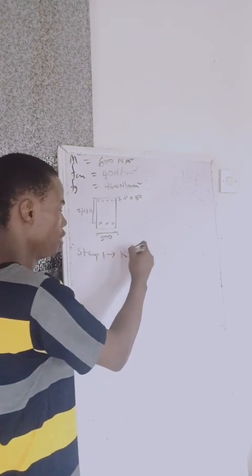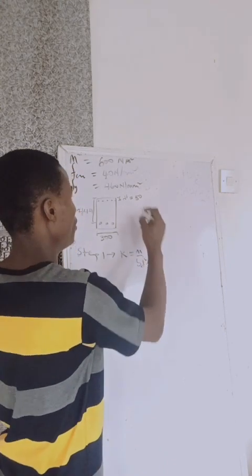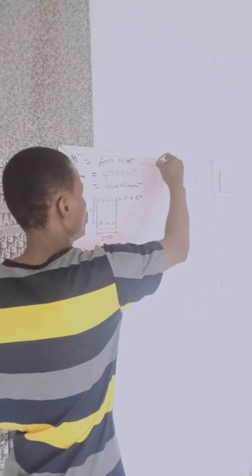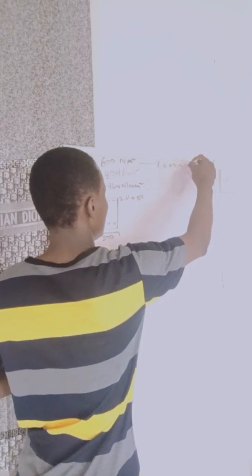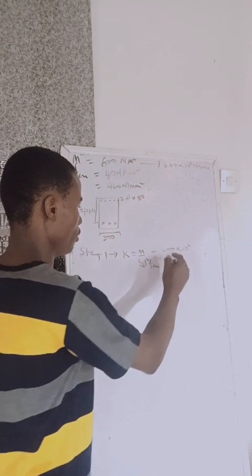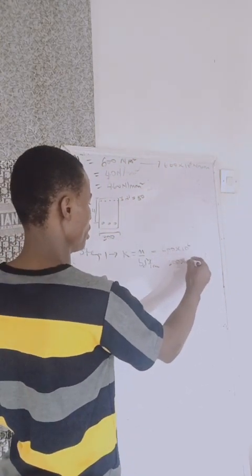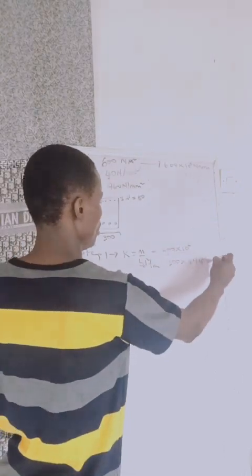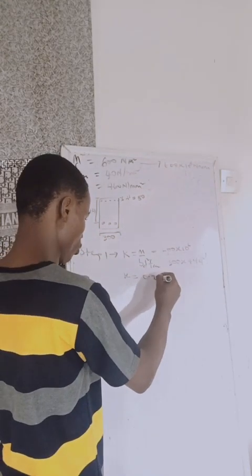Step one is to find your K, which is M over b d square Fcu. Our M is 600 times 10 raised power 6; you have to convert it to Newton millimeter. All over, our b is given as 300, our d has been given as 444 squared, times Fcu, which has been given as 40. By the time you calculate it, your K will give you 0.225.